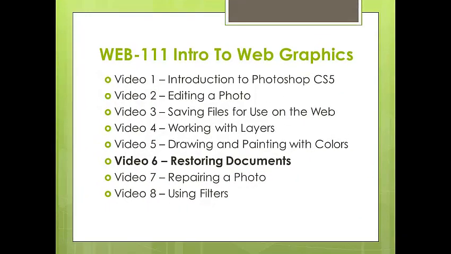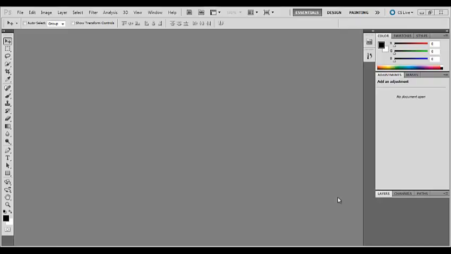In the last video, we completed an exercise on drawing and painting with colors and created a pretty cool movie poster. In this video, I'm going to demonstrate how to restore a document. We'll take an old battered piece of sheet music and clean it up and make it easier to read. In this video, I've picked the sheet music lab from Chapter 5 of the workbook to demonstrate how to restore a document. Let's get started by opening the sheet music file.